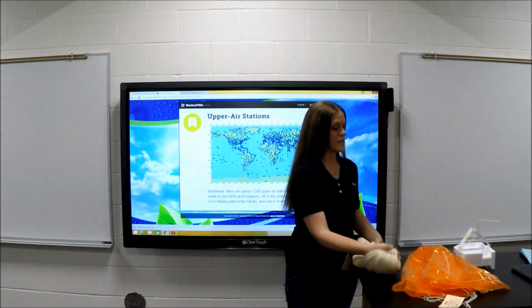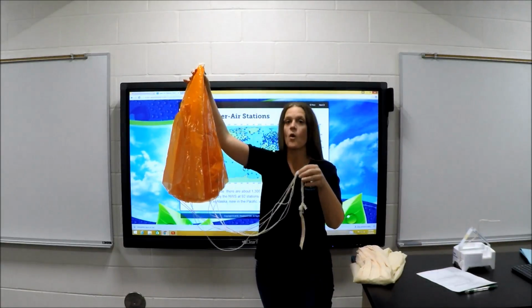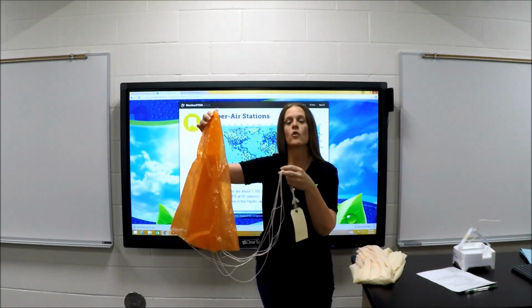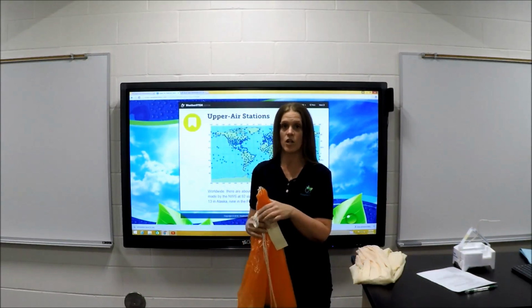The next piece that is important is the parachute. This is attached to the weather balloon with a string and will help cradle the equipment, or slow fall the equipment, as it comes back down to Earth.